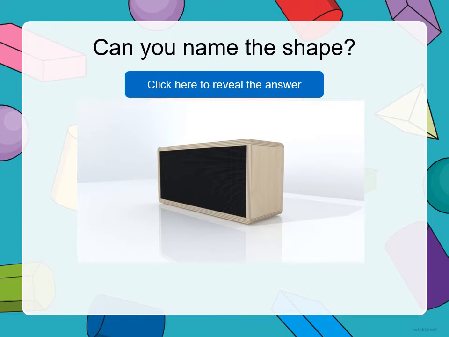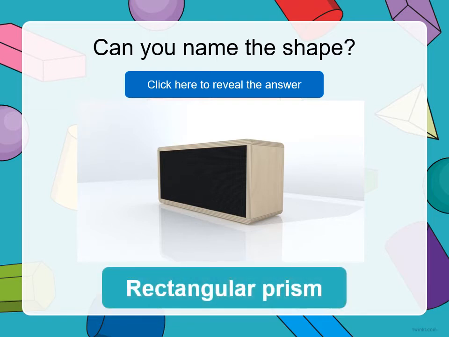Okay, can you name this shape? Perhaps you've seen this shape somewhere. Perhaps you can have a look around and see if you've seen this shape somewhere in your home or outside of your home. Have a think. Do you know the name of the shape? Does it remind you of any two-dimensional shapes? Perhaps that would help you name this shape. Let's take a look. A rectangular prism. That's right, because we can see a rectangle over here straight away.